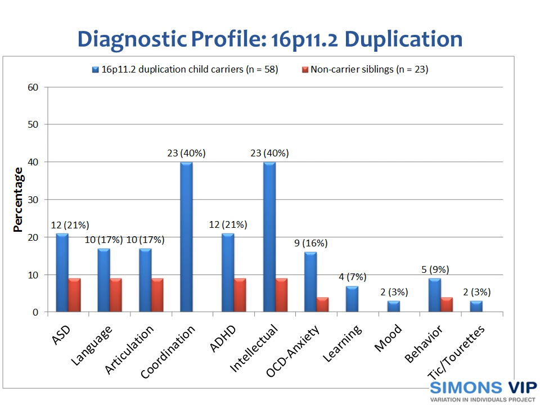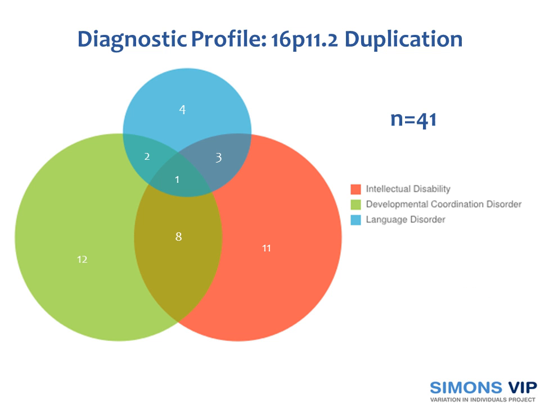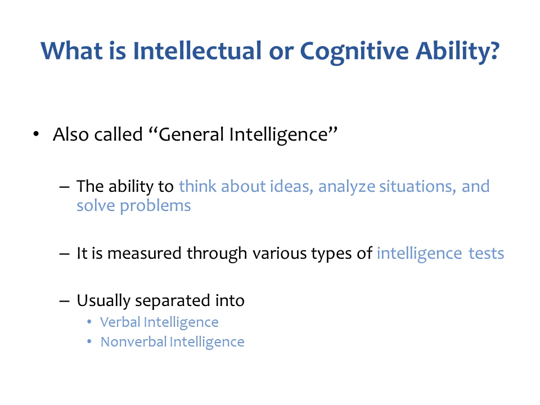And then for the duplication, you see a similar picture, slightly less overall, but still significantly higher than the comparison siblings, which were very low overall. And again, some of the highest things were intellectual disability, some motor coordination, language issues. ASD was quite elevated. And then again, on the next slide, you see that they tended to have more than one diagnosis, and diagnoses tended to overlap. So again, you don't typically have just one diagnosis, you might have more than one.